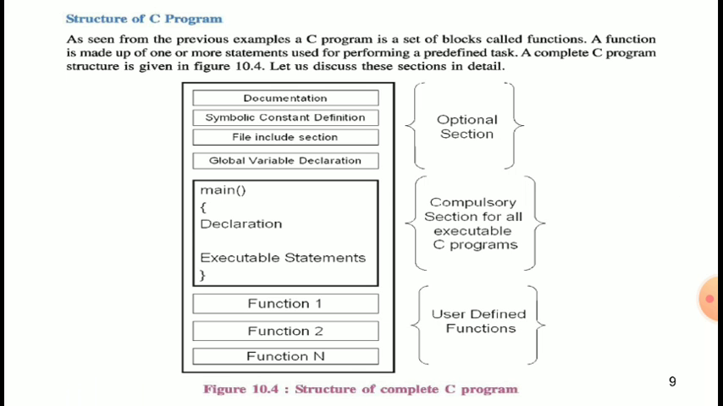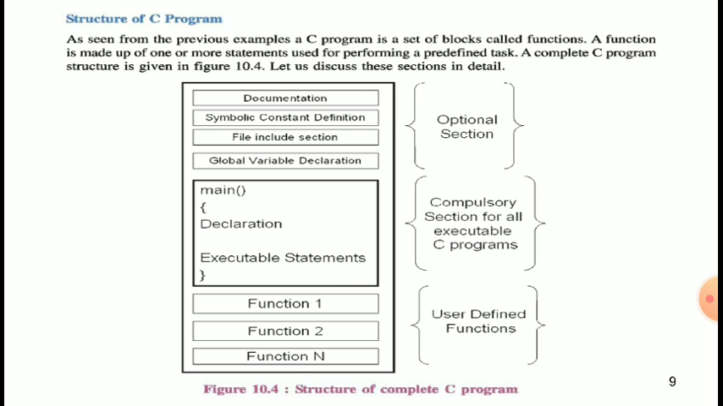Next is the structure of a C program. The first part is optional, the second is compulsory, and the third is user-defined functions. As seen from the previous example, a C program is a set of blocks called functions. A function is made up of one or more statements used for performing a predefined task. A complete C program structure is given in figure 10.4. Let us discuss these sections in detail.